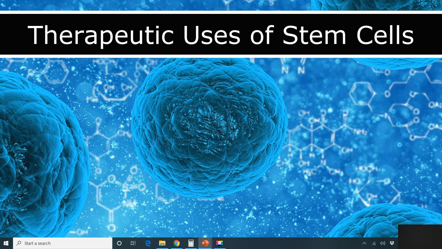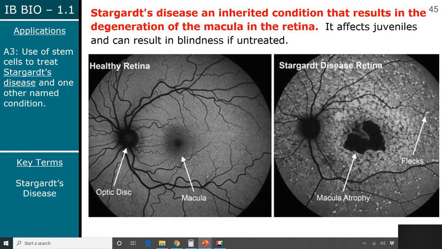So yeah, okay, how would we potentially use this? One thing that you can use it for is to treat paralysis, but I really want you to know specifically these two. One of them is Stargardt's disease, and this is an inherited condition that basically degenerates the macula in the retina.